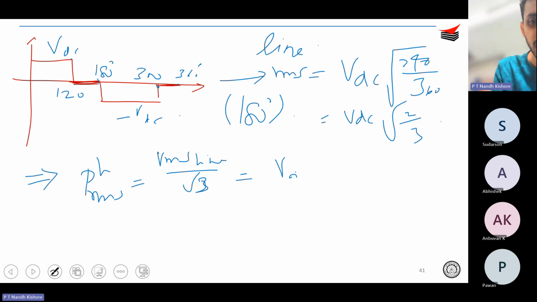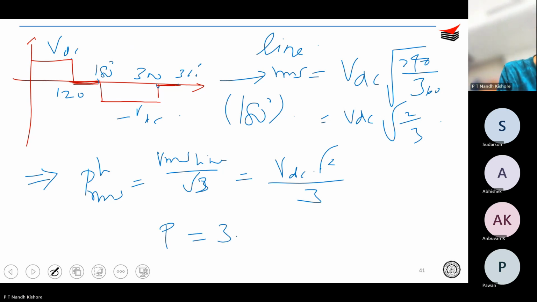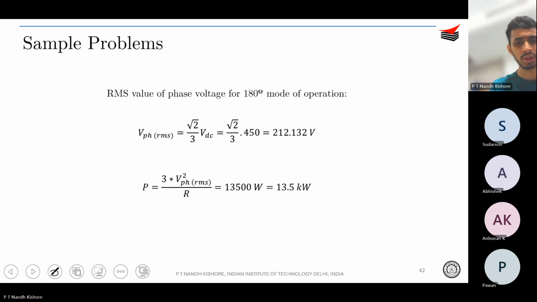Okay. So VDC into root 2 whole divided by 3. This is your phase RMS. You got this. So power is simply 3 times phase RMS square over R, right? 3V square over R. So if you do this, you will end up with 13.5 kilowatt.